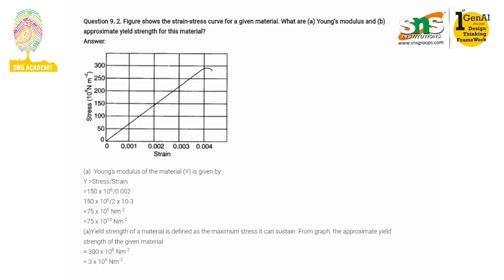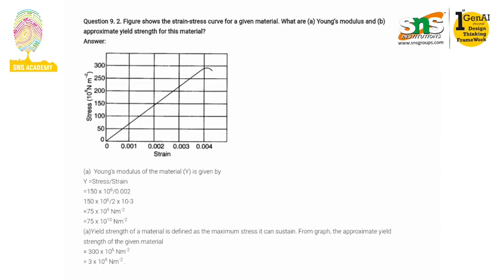So, we already know that the Young's modulus is given by the formula stress by strain. You can see the graph. Any slope we can take. I'm just taking now 150. So 150 into 10 to the power 6, divided by 0.02, that will be the y-axis strain.